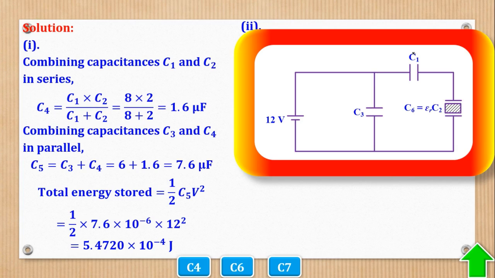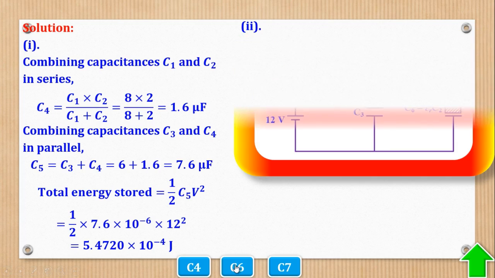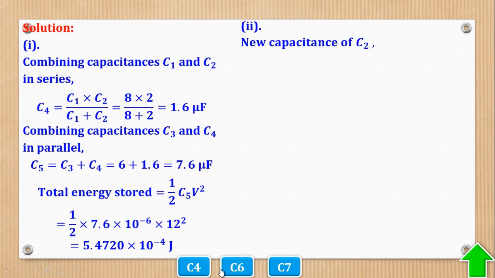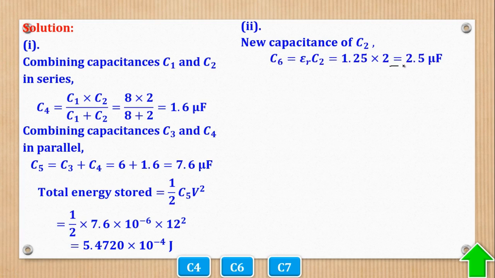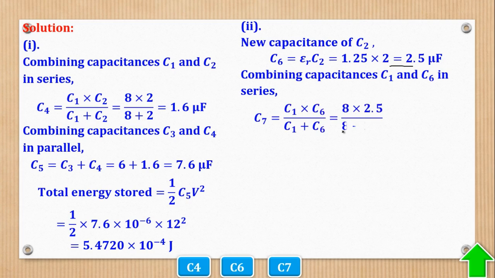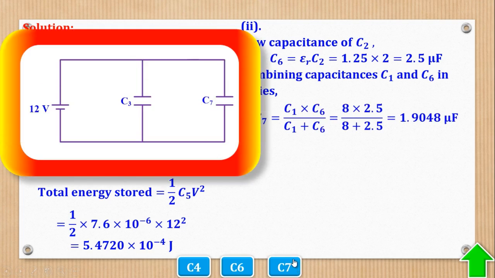And when you do that, these two will still be in series. So you have to combine the two. So you come and say that new capacitance of C2 is C6, which is that, and after that we shall combine C6 and C1 in series by using product over sum to give you this. Then from there, when you combine, this is what will happen.